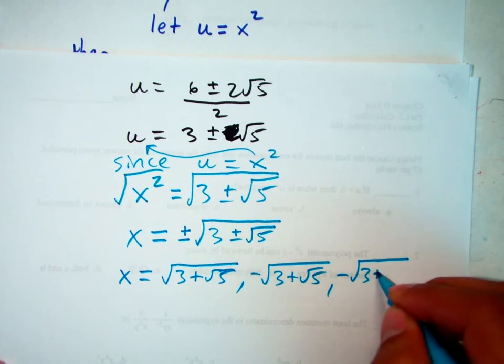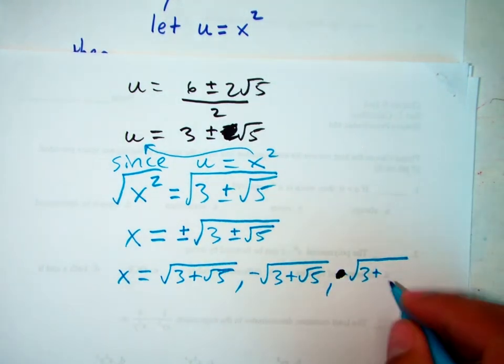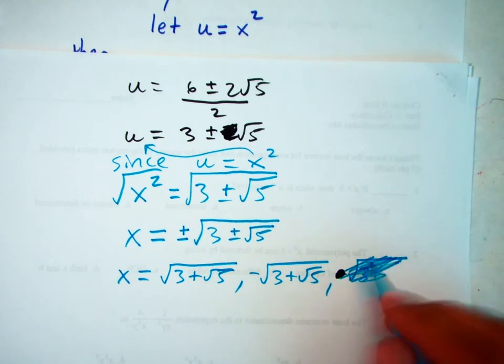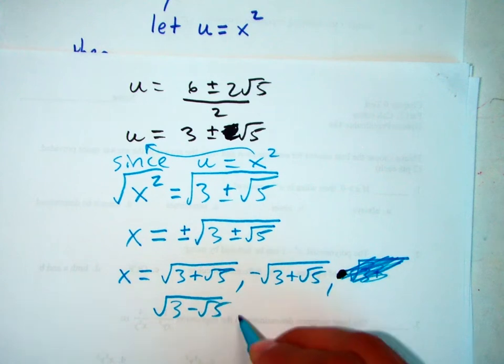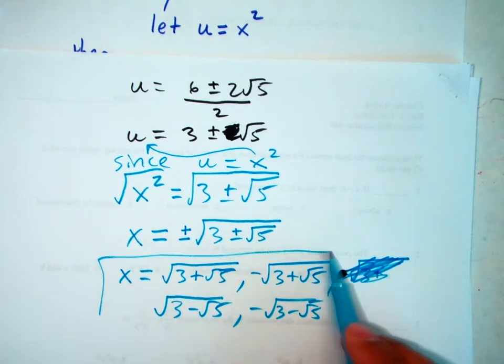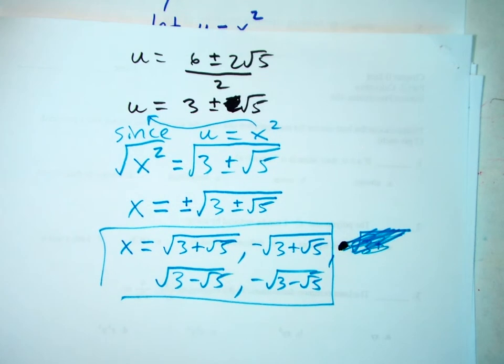What did I do? That's not what I wanted to do. I wanted this to be positive, and then this to be, I'll just rewrite it. That's my bad, guys. 3 minus root 5, and then the negative of that. There we go. So these 4 answers are all solutions to the original quadratic equation, or quartic equation in this case.